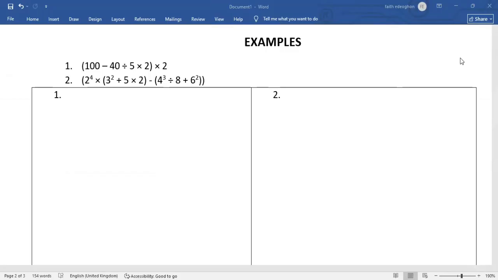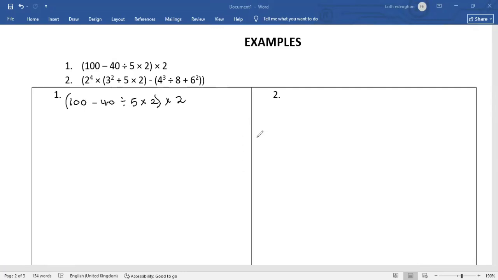Welcome back. So here we have some examples. Our first example is: bracket open, 100 minus 40 divided by 5 times 2, close your bracket, then times 2. When we have a question like this, what do we do first? Remember our BODMAS, bracket comes first. So that means we'll solve everything that is inside the bracket.